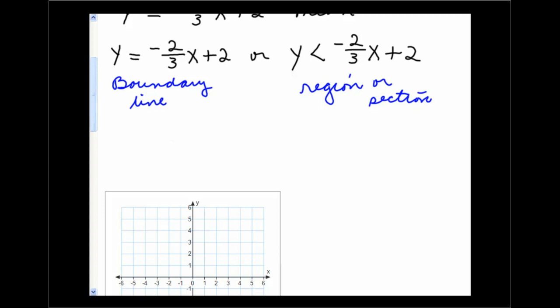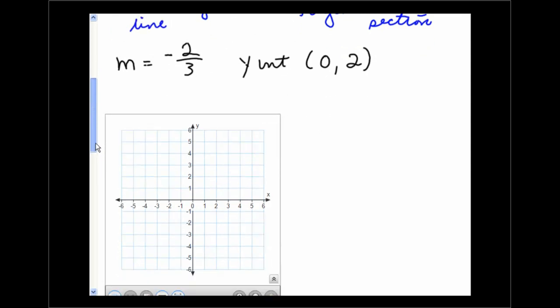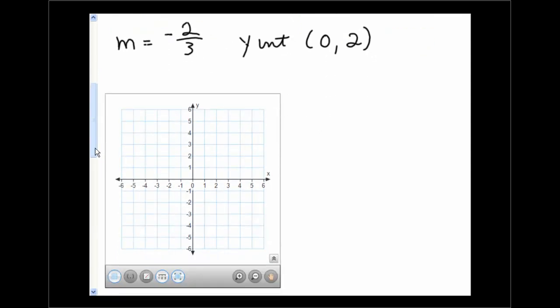So since this is very similar to y equals mx plus b form, we can see that the slope is negative 2/3, and the y-intercept is the ordered pair 0, 2. So with this information, we can graph the boundary line. So we'll begin by plotting 0, 2, and then we're going to use the slope.